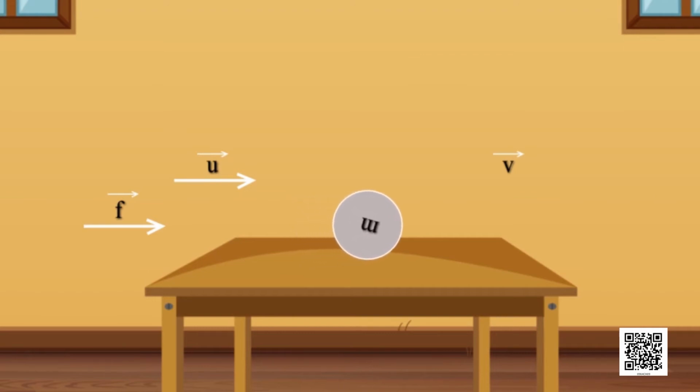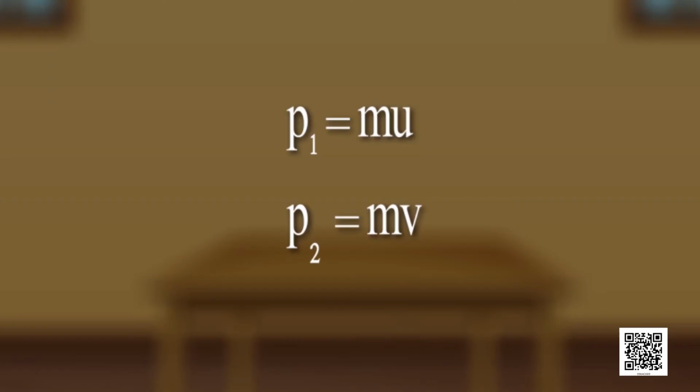It is uniformly accelerated to velocity v in time t by the application of a constant force F throughout the time t. The initial and the final momentum of the object will be P1, that is initial momentum, equal to m into u, and P2, final momentum, equal to mv. The change in the momentum is directly proportional to P2 minus P1. Now, filling the values of P2 and P1, the change of momentum is proportional to mv minus mu.